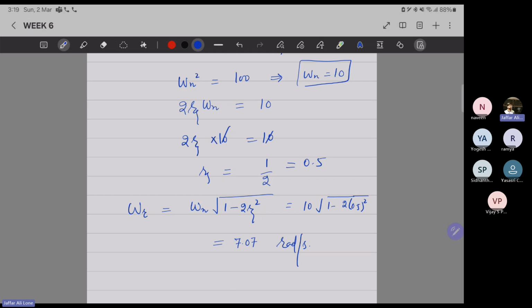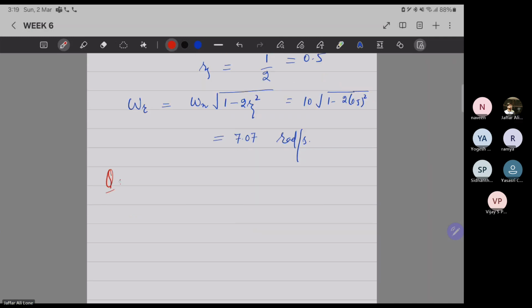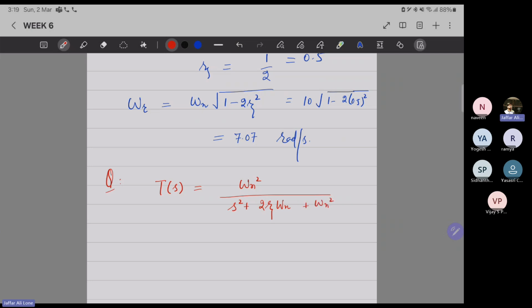Now, coming to a question which is in the practice assignment. Let's solve this question now. The question says, considering the frequency response of a standard second order closed loop system with transfer function T of S. So we are given transfer function T of S as omega n squared divided by S squared plus 2 zeta omega n S plus omega n squared. Should be S here, I think.